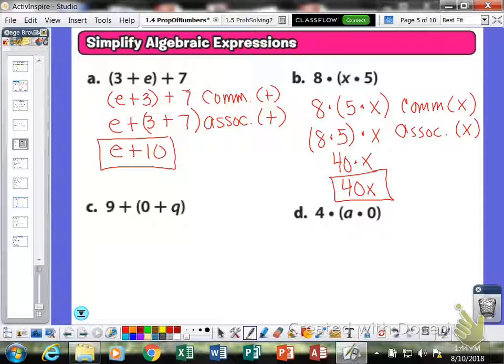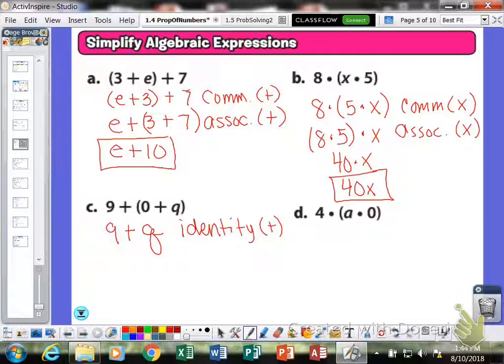All right, and the next one. This one I actually can go ahead and do. I can just say 9 plus q. That's actually a q because of the identity, the addition identity, additive identity, because that's going to give me that and I'm done.